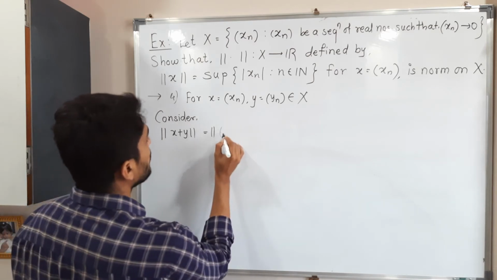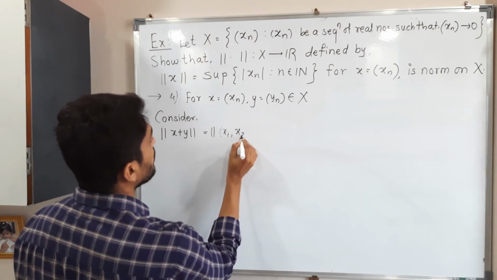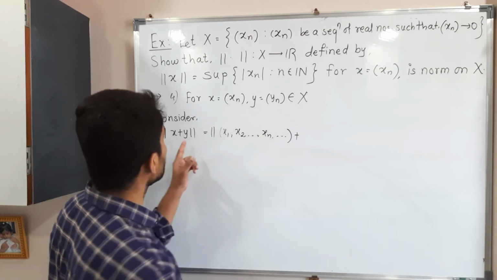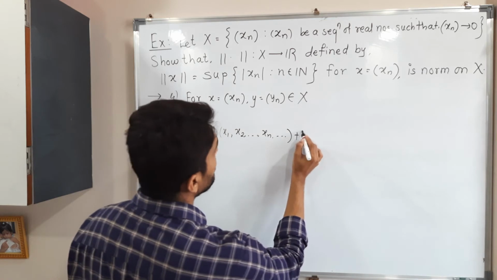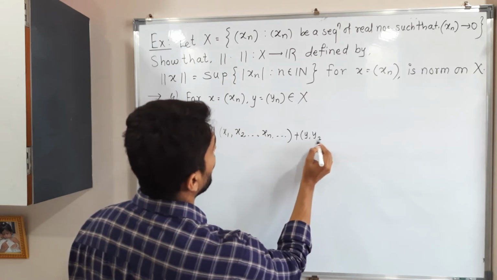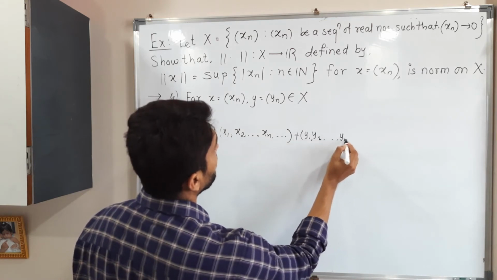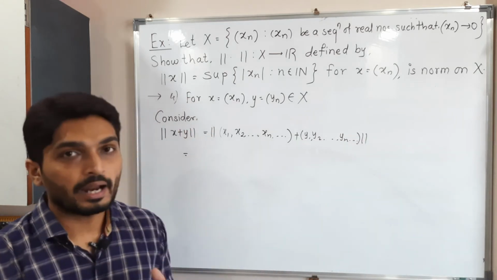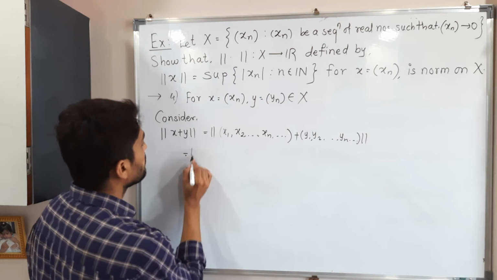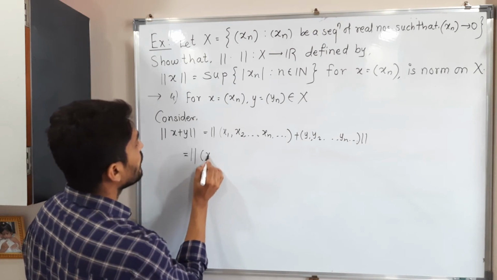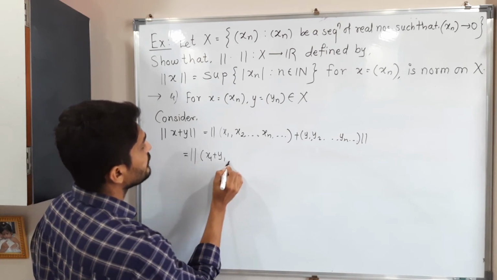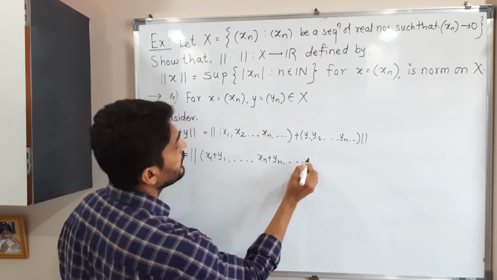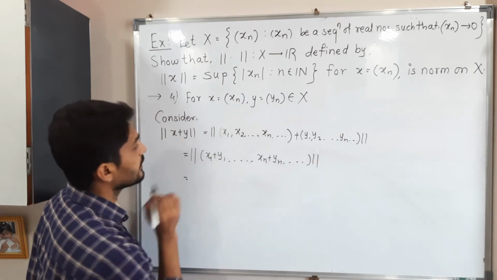So x means a sequence x1, x2 and so on, xn, and infinite terms are there. Plus y means again a sequence y1, y2, and yn and so on. So you know well how to add these two sequences. So if you add, we will have x1 plus y1, x2 plus y2 and so on, xn plus yn, and it will be continued there, right? So this is equal to, okay.